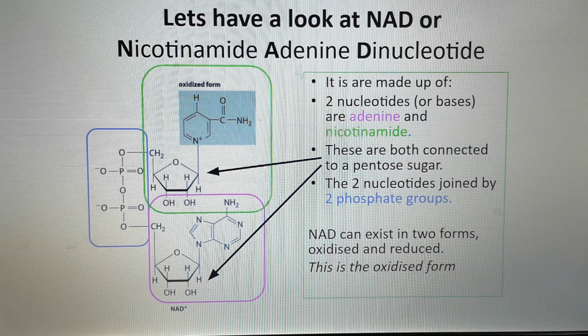So obviously, if NAD is an electron carrier, it can exist in an oxidized or reduced form. It can exist with a hydrogen and electron or without a hydrogen and electron. And this is really, really important because that feature of this molecule is what allows it to be an electron carrier.